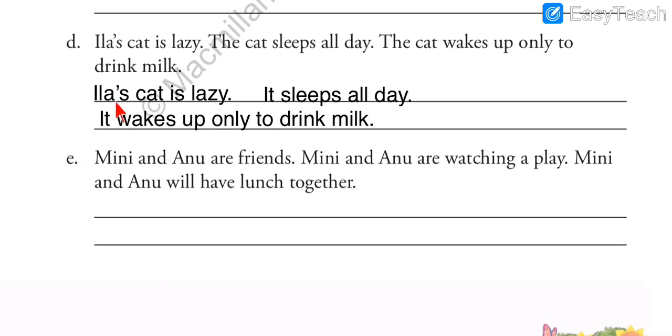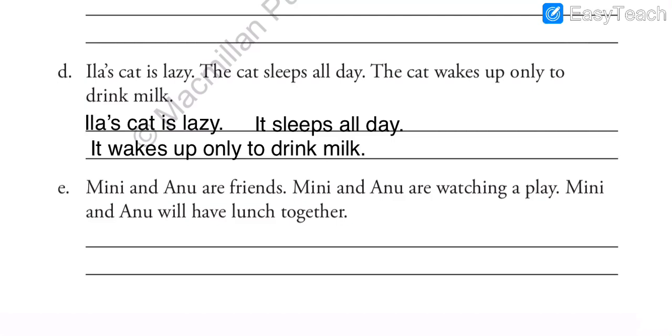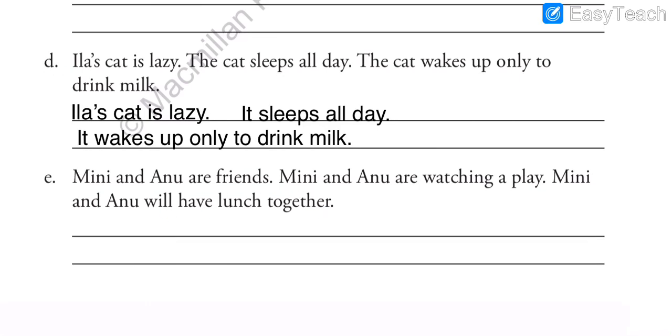Okay, so Ela's cat is lazy, it sleeps all day, it wakes up only to drink milk. How good it looks if you compare both the sentences, isn't it? So I hope that now you know how to put the pronouns. Again I repeat, if it is a girl, use she or her according to the sentence. If a boy, then use he or him, again in accordance with the sentence. And if animal or a thing, you should use it, like I used here it for the animal cat. Yes. Now the last one, let us solve and then we will end for today's lecture.